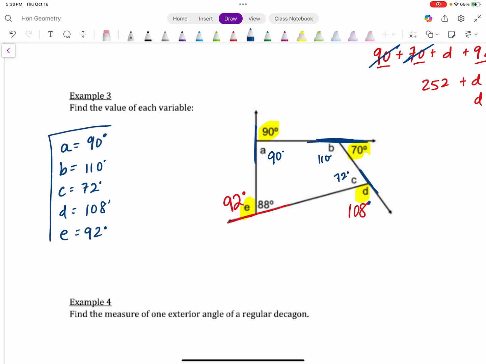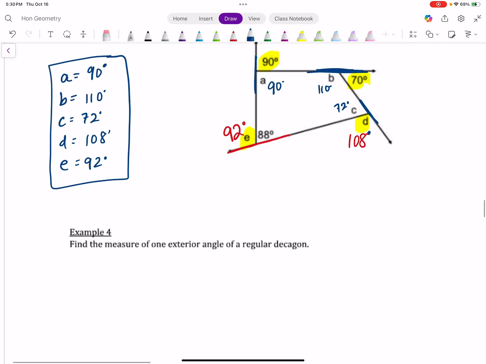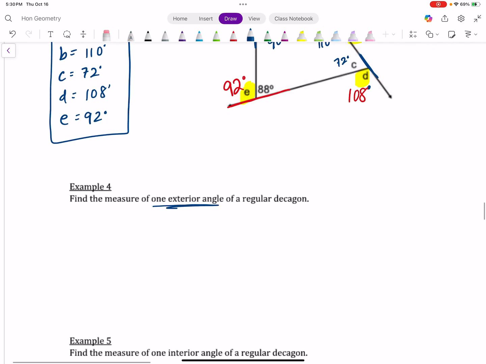Okay, all right, find the measure of one exterior angle of a regular decagon. So we know there's 10 sides.